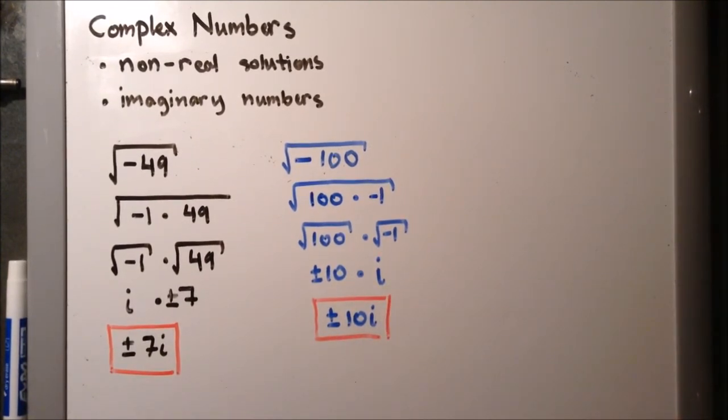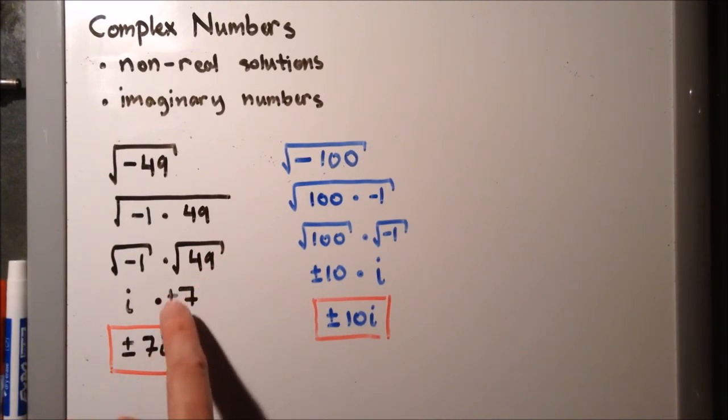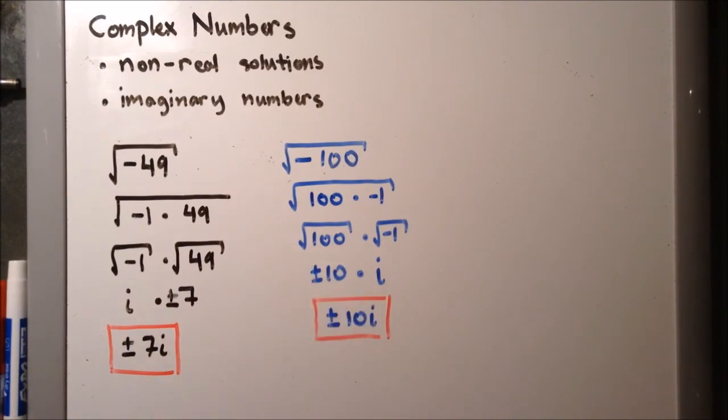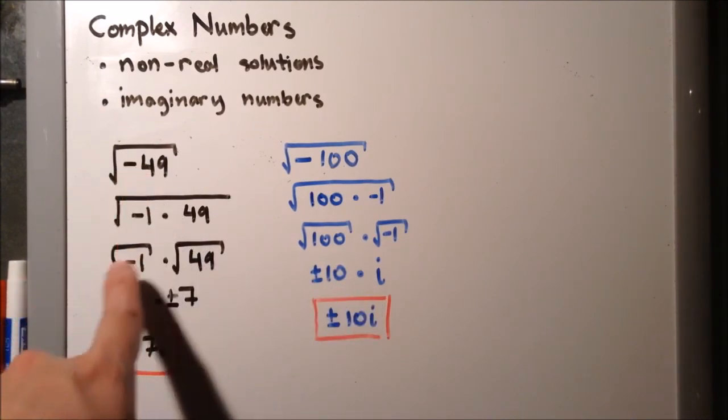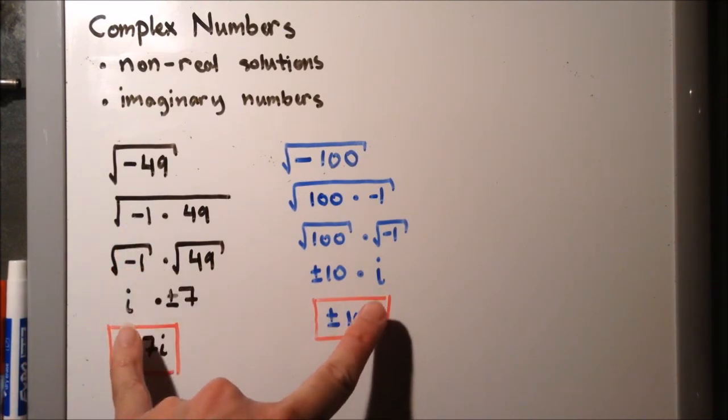So that's how you would simplify radicals with negative numbers inside. Again, the square root of a positive 49, you will have a positive negative 7. Same thing over here, the square root of positive 100, positive negative 10. But when there's a negative number inside the square root, you have to include the negative 1, which will switch out as i.